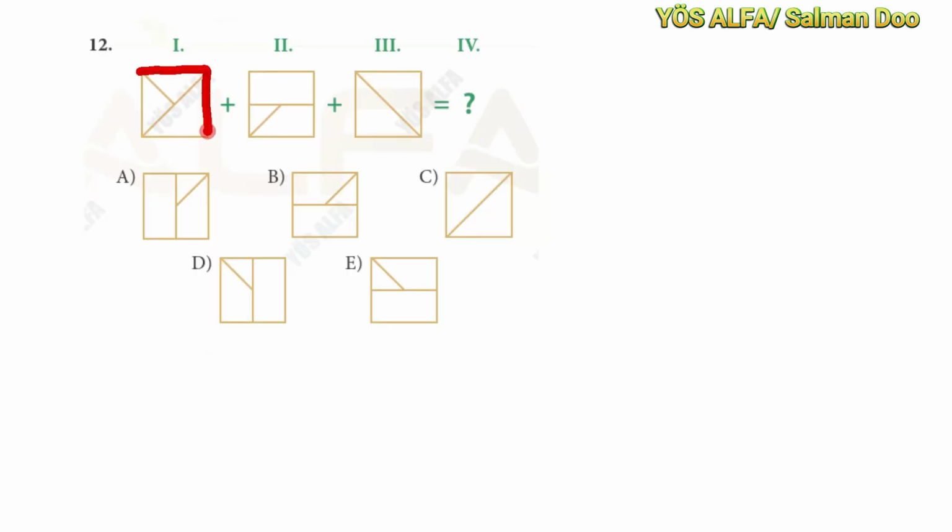Number 12. Inside the square, we have a longer line and a shorter line. The longer line is rotating 45 degrees clockwise each time. So on the fourth figure, when we rotate this longer line 45 degrees clockwise, we have the longer line in the middle of the square. And the shorter line, in the meantime, is rotating 90 degrees counterclockwise each time. So here, there, and over here, when we rotate this 90 degrees more, we have the shorter line over here as the answer.